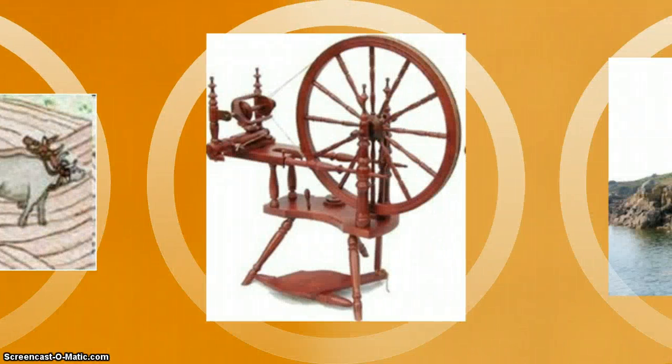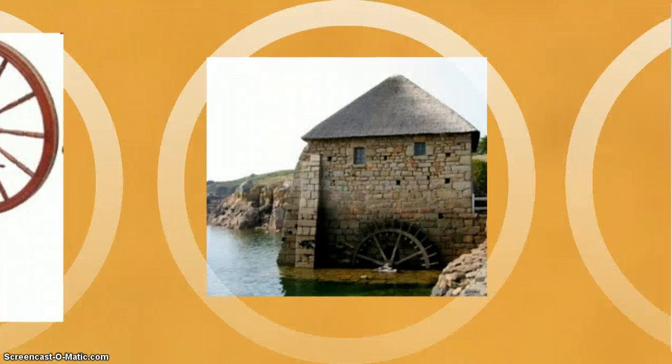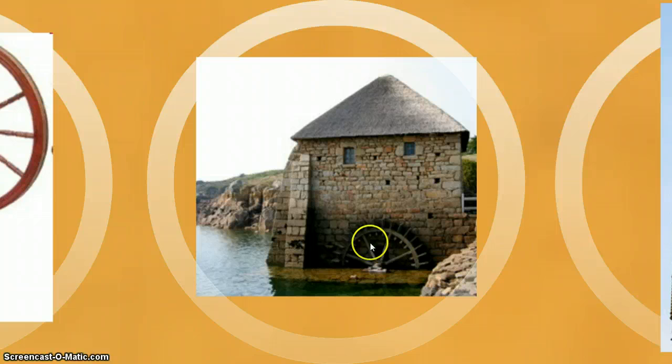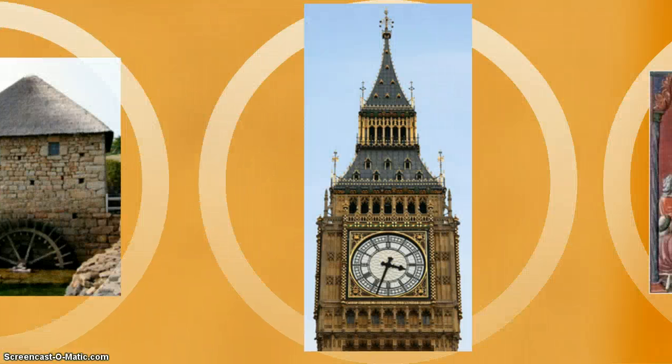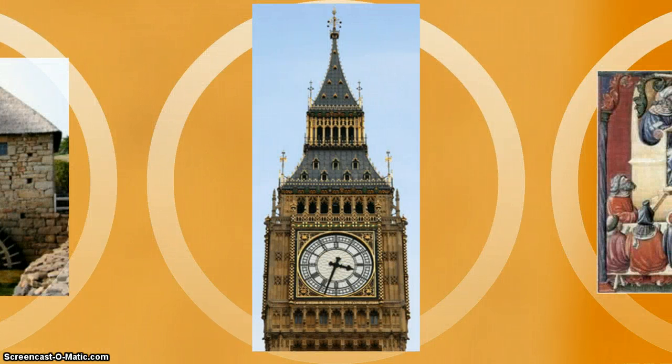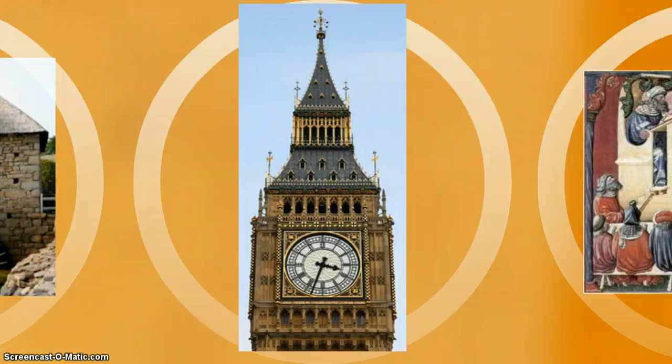They have new ways of developing spinning thread so they can make cloth textiles easier. They have water wheels, which they use the power of water to turn the wheels so that they can grind grain easier, which aids in food production. Clocks, mechanical clocks. This is the famous one in London.